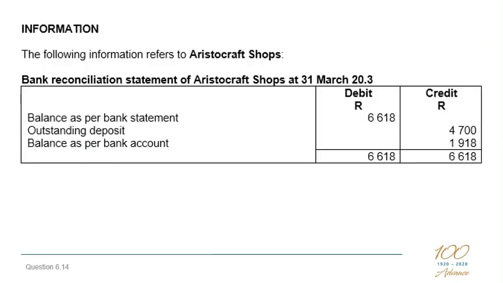In the given information, they tell us that the following information refers to Aristocraft shops. We have a bank reconciliation statement of Aristocraft shops at 31st of March 20.3. So this is the previous month's bank reconciliation. Why would we want this information? On the report to the bank at the end of last month, we warned them about certain outstanding transactions. If they have not yet fixed these outstanding transactions or mistakes that they've made, these items will have to appear in the current bank reconciliation until the problem is resolved.